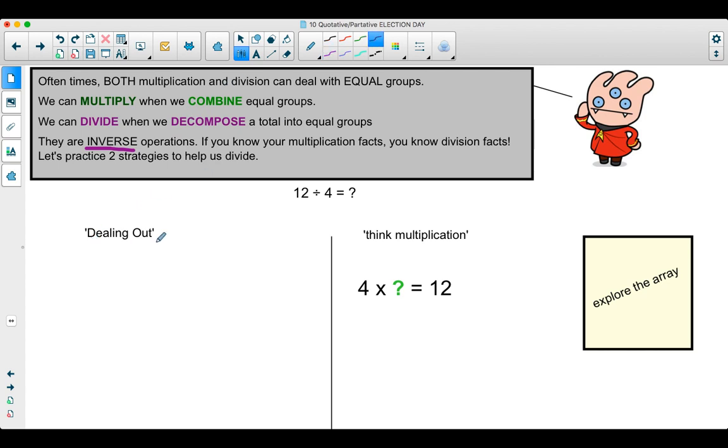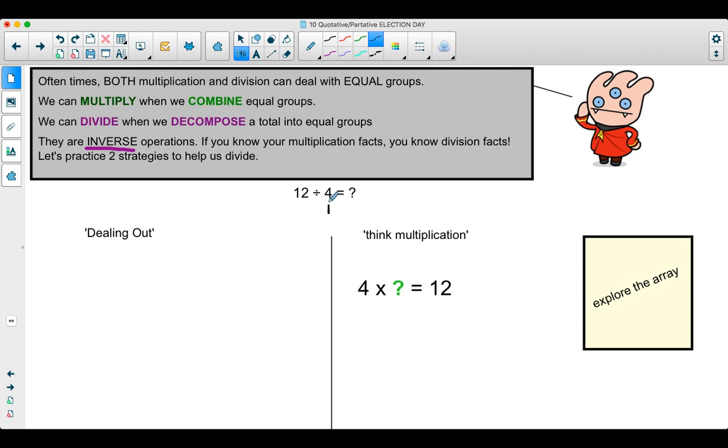Dealing out. This is a good strategy to use if you don't have multiplication fact fluency. It's not as efficient, but it is very visual and it will get the job done. So 12 divided by 4. I could think in my noggin, like, 12 wings divided among 4 friends.